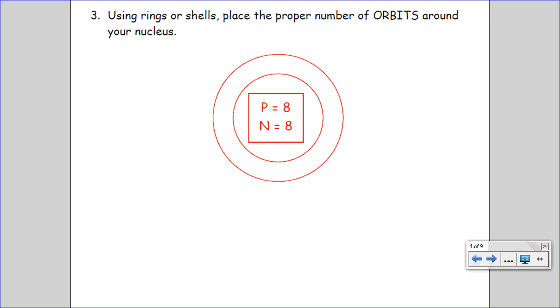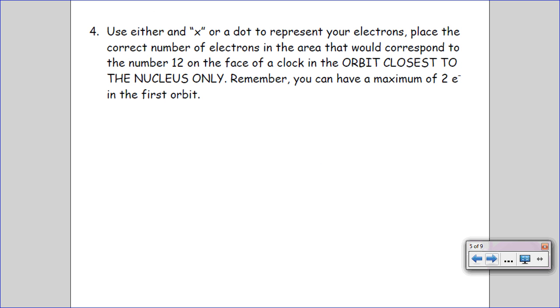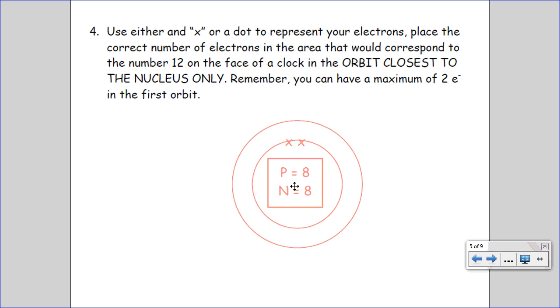The next thing you've got to do is start filling in where the electrons are. And the way you do this is you place the correct number of electrons in the area that would correspond to the number 12 on a clock face on the orbit. And we usually go 12, 3, 6, 9, as you fill around. The first 2 should go together like that. So the first principal energy level, according to oxygen, had 2 electrons in it. So we put the 2 electrons on the first ring.